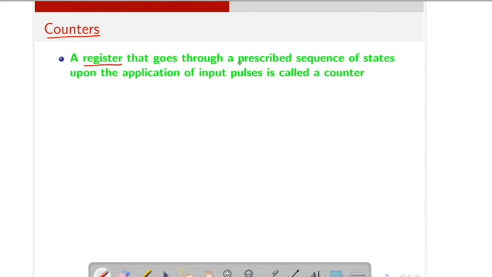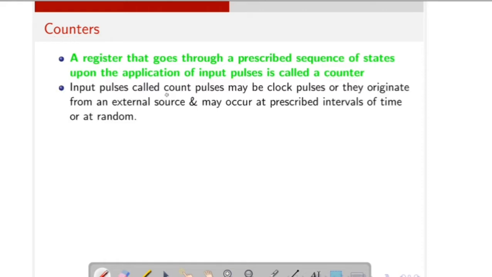Suppose this register goes through a prescribed sequence of states upon the application of an input pulse, then it is called a counter. That means for each input pulse, the register goes from one state to another state, and that sequence of states is a prescribed sequence of states. Then it is called a counter. Then what is this input pulse?